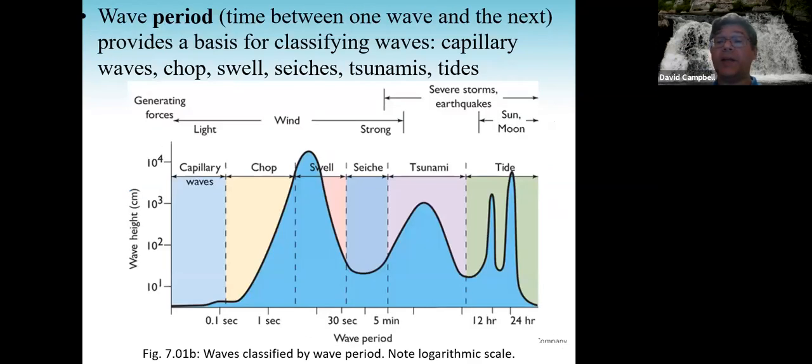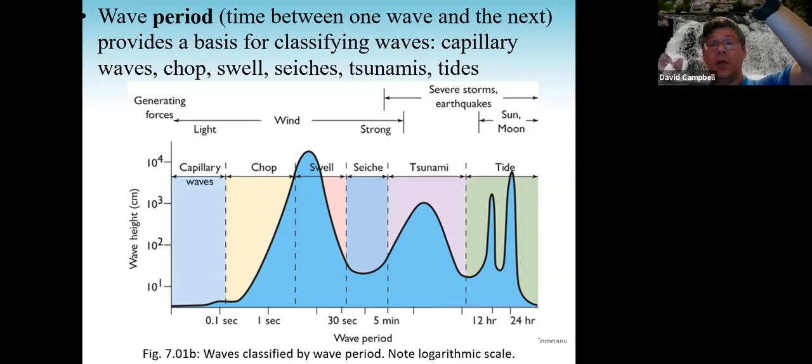There are lots of different ways that we can classify types of waves. One very important one is based on the wave period, how much time it takes for one wave to go past. And based on that, we can group things into a number of categories, from capillary waves all the way up through the tides. Tides having the longest period, capillary waves the shortest.